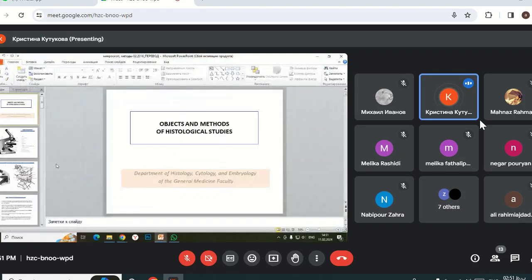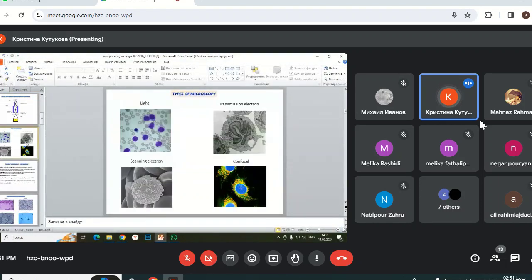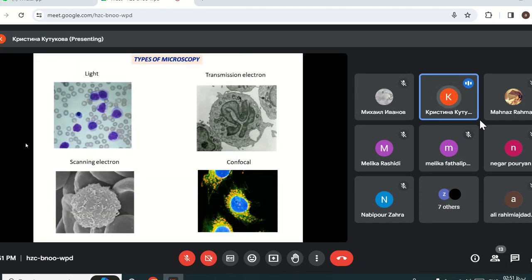So, types of microscopy. First of all, you should decide if you see electron microscopy or light microscopy. Electron microscopy is in this picture and in this, and it is always in black and white, no color. If you see something with color, this is light microscopy.